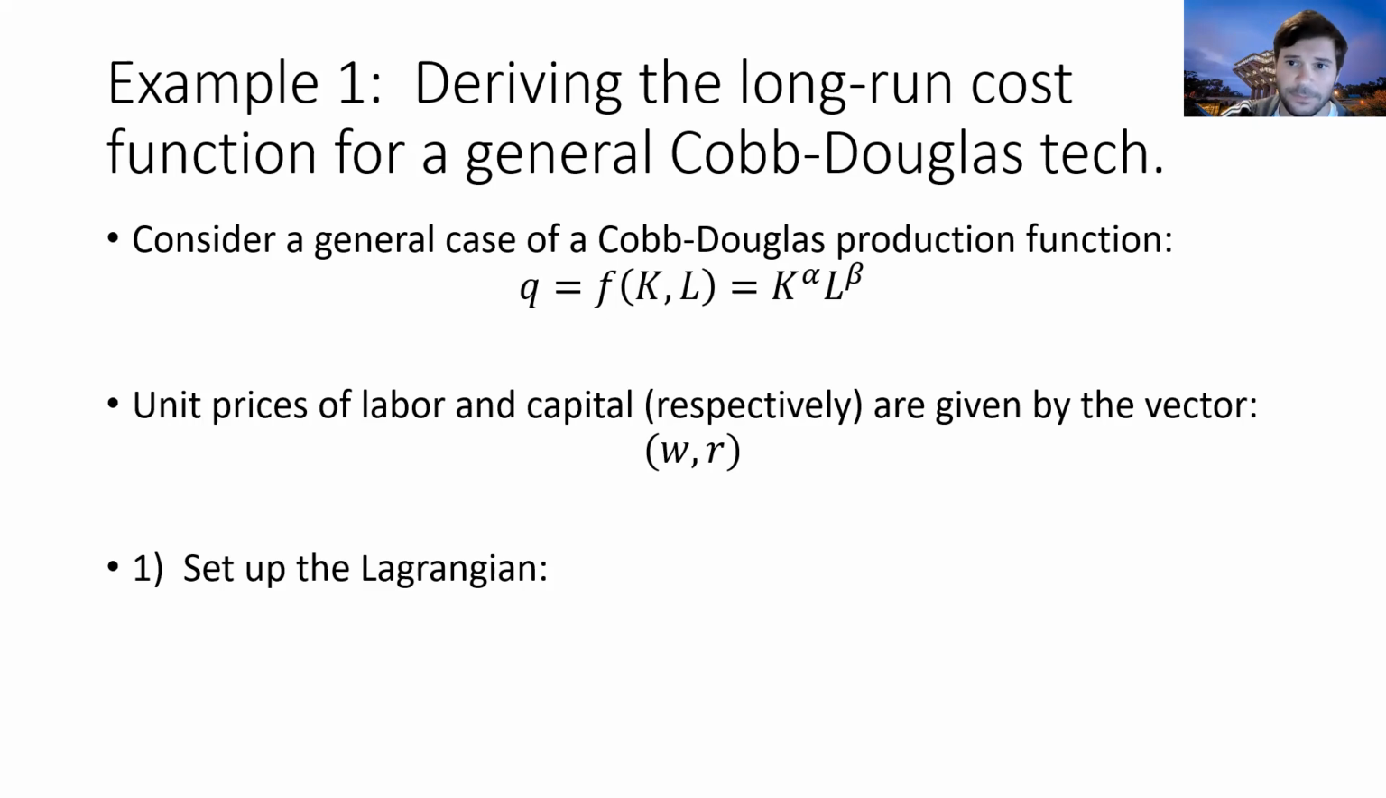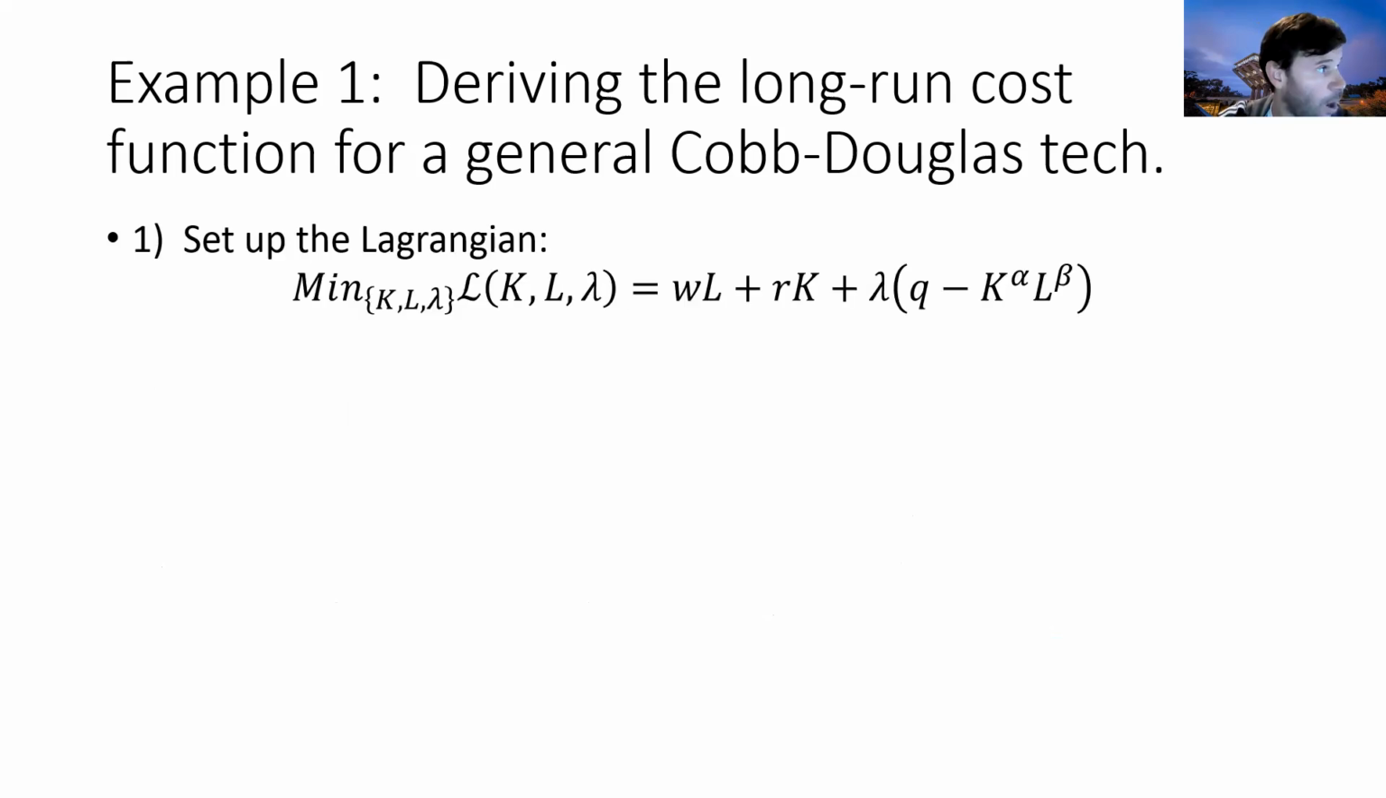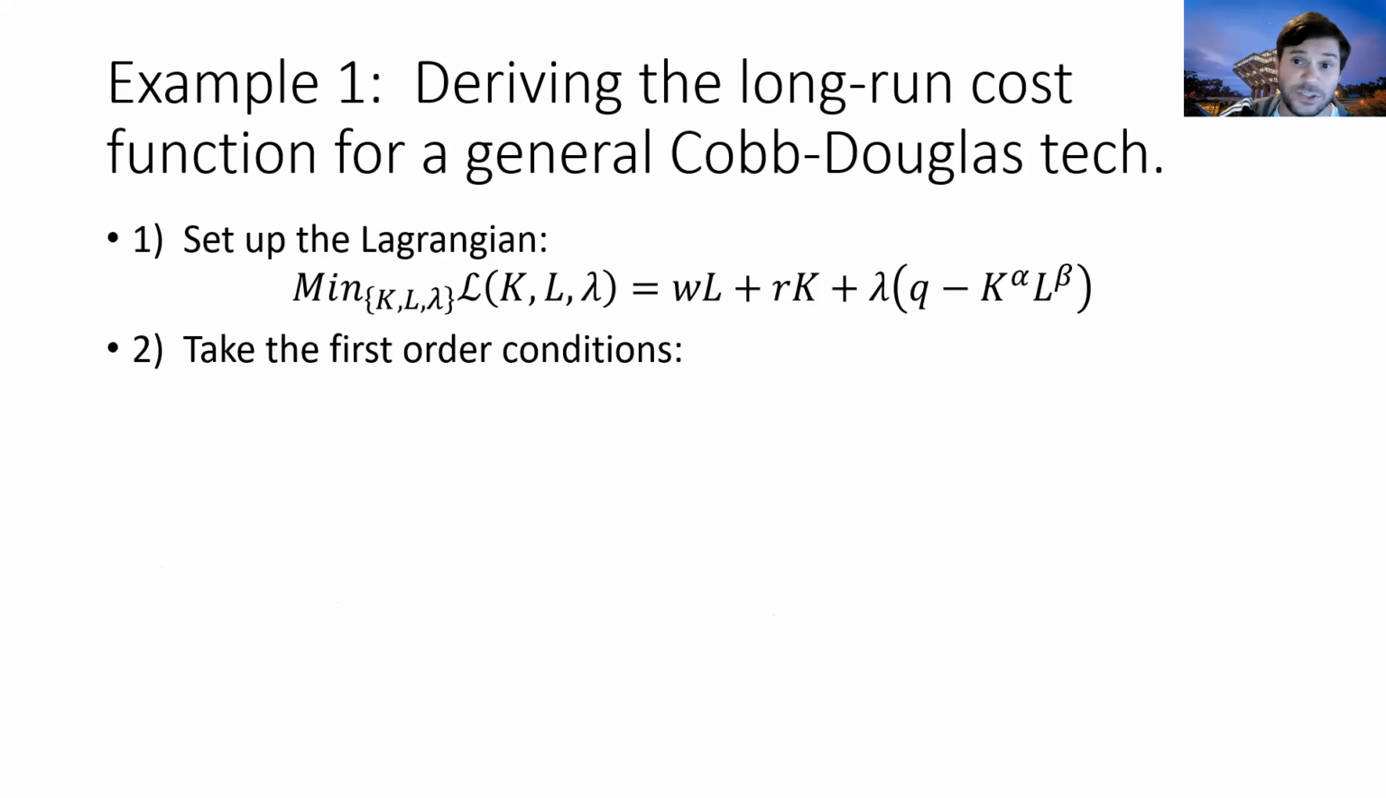So mathematically, we have our total expenditure, that is our objective here, WL plus RK. That's what we want to minimize. We have our constraint in the blue box and our Lagrange multiplier in front of the constraint, highlighted there in pink. Okay, so step one, we want to solve the problem, so we have to write the problem down. So there is our problem written down. Step two, we want to solve the optimization problem, so we're going to take the associated first order conditions.